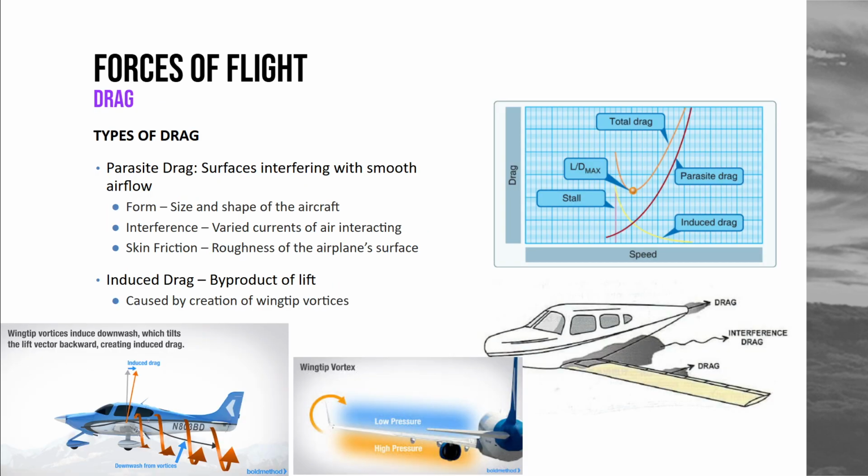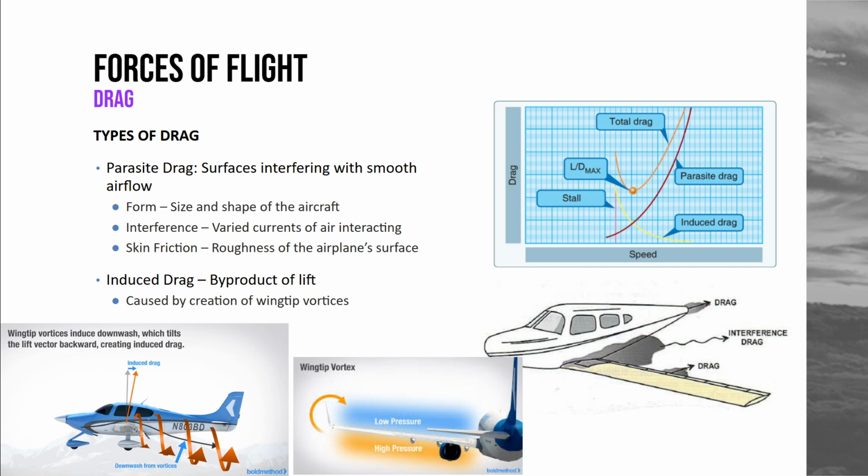Now let's talk a little bit more about drag. There are two main types of drag. There is parasite drag and there is induced drag. Now we'll start with parasite drag. That's the simpler of the two to understand. Parasite drag is surfaces interfering with smooth airflow. Basically, the shape of the object moving through the air creating drag.